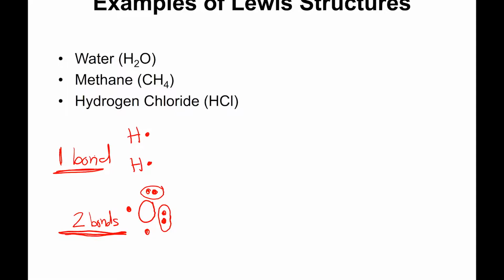Okay, so putting these together, I know my oxygen has these 4 electrons that are non-bonding, and it's going to want to form 2 bonds. And I have 2 hydrogens, and they each will form 1 bond, making a structure like this. So there is my Lewis dot structure for water, H2O.